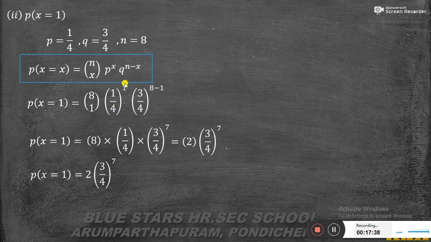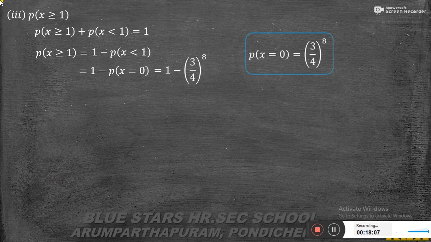1 by 4 whole power x value is 1, so 1 by 4 whole power 1. Next the q value is 3 by 4 whole power 8 minus 1. So we write 8C1, which means 8 into 1 by 4, 3 by 4 whole power 7. So the next step, the 8 and 4 cancel: 1 four is 4, 2 fours are 8. So 2 into 3 by 4 whole power 7. So probability of x equal to 1 is 2 into 3 by 4 whole power 7.